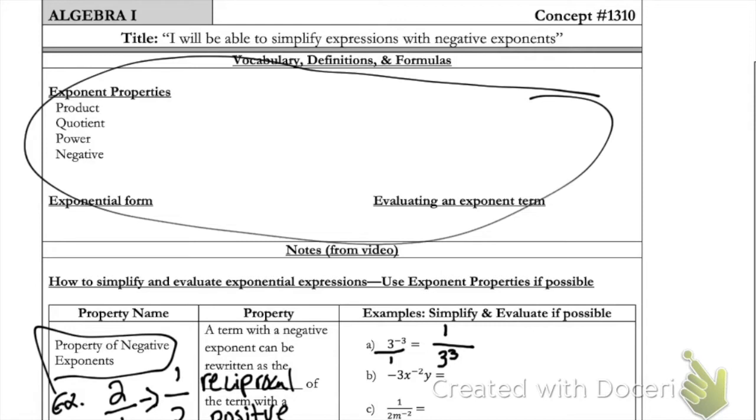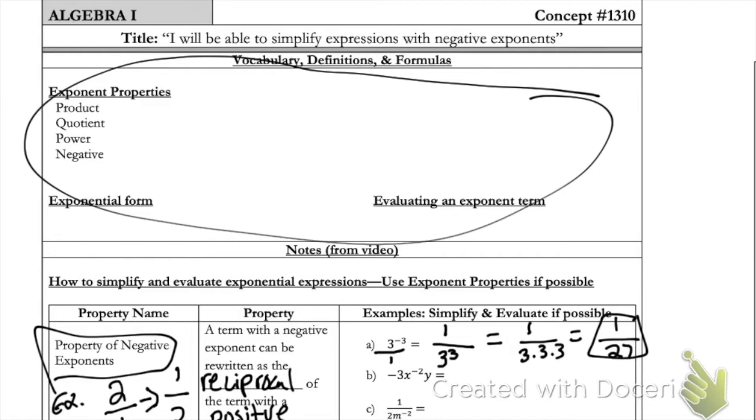And since this is just a number, we can go ahead and evaluate it and get an actual answer. So I have 1 over 3 to the third, which means 3 times 3 times 3. 3 times 3 is 9, 9 times 3 is 27. So here you get 1 over 27 as your final answer.